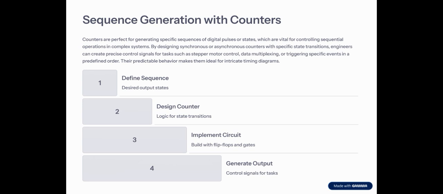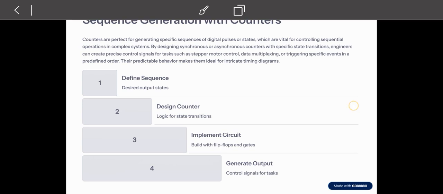This predictable behavior makes them ideal for intricate timing diagrams. First, define the sequence and desired output states. Design counter logic for state transitions. Implement the circuit, building with flip-flops and gates. Generate output control signals for tasks.